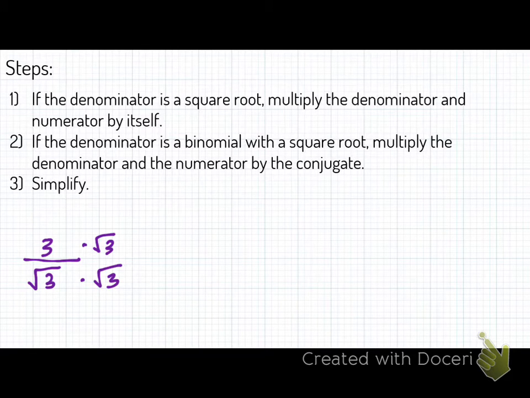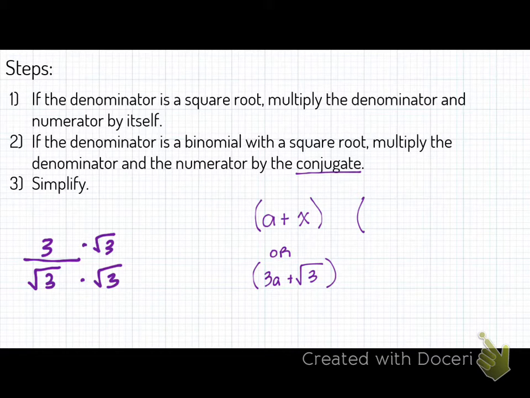So a conjugate, let's say your denominator looked something like a plus x, or 3a plus rad 3. A conjugate is basically you take the first part, a, and then we take the second part, plus x, and change it to a minus sign, minus x. That's all we're doing. And when we do that, it makes it real nice because we can multiply.